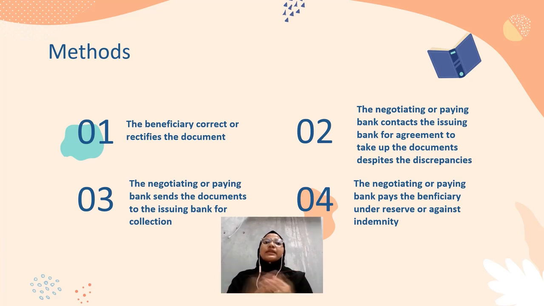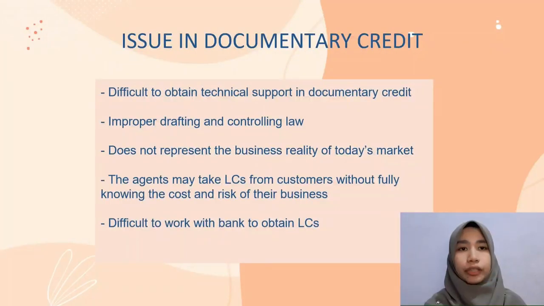The last method is the negotiating bank pays the beneficiary under reserve or against indemnity, which means the bank may agree to pay the beneficiary under reserve in case the documents are dishonored for any reason, or the negotiating bank reserves the right to claim a refund against the beneficiary together with interest, charges and any loss in foreign exchange. Next, I will present on the issues and fraud in documentary credit.